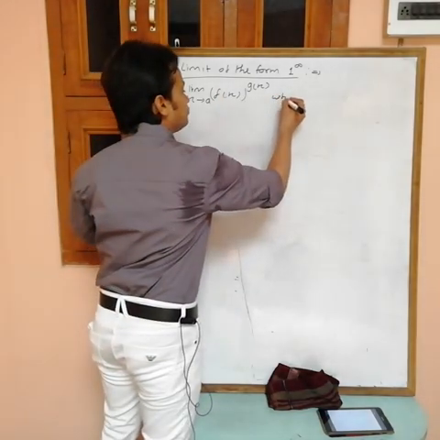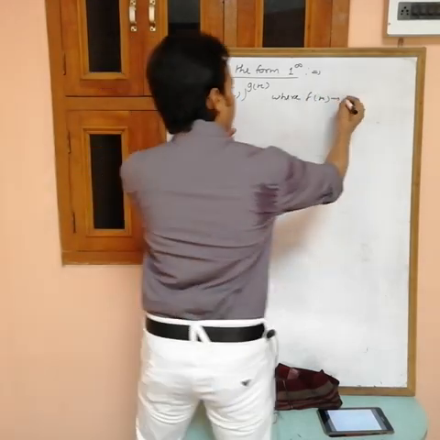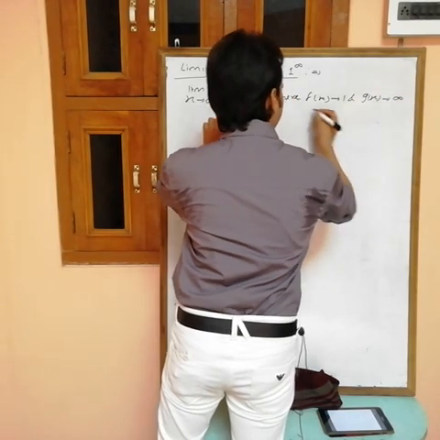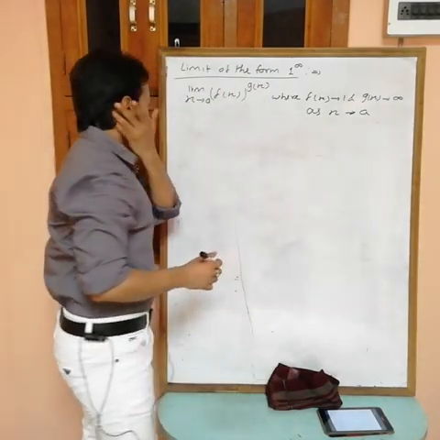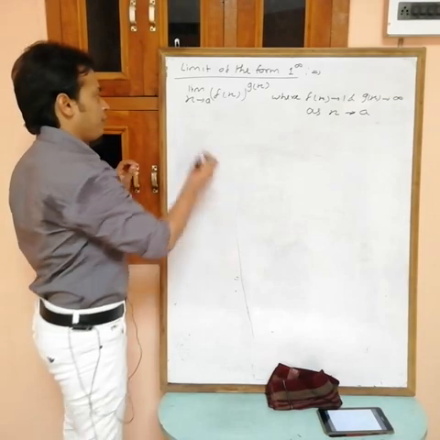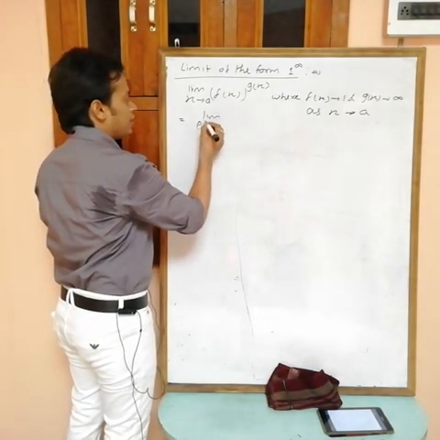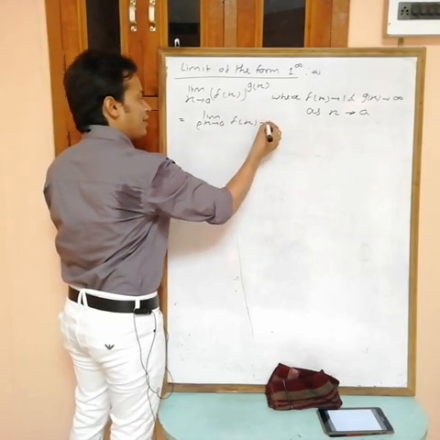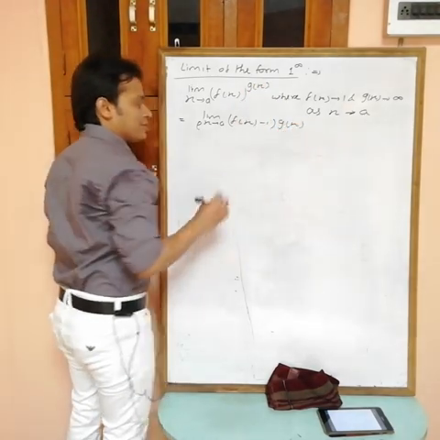where f(x) is tending to 1 and g(x) is tending to infinity as x tends to a. It means if you put x equals to a, then we are getting 1 power infinity form. Then the value of this limit is e power limit x tending to a of (f(x) minus 1) into g(x). Okay, this is the formula.